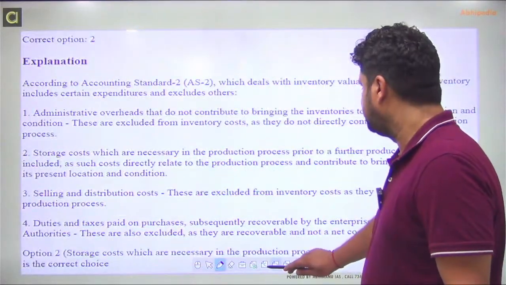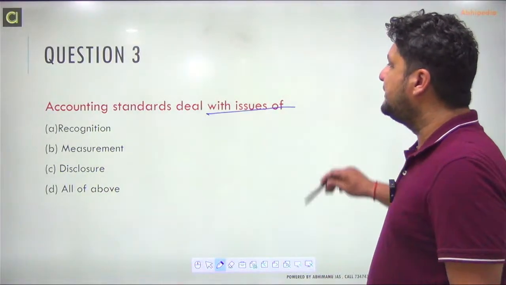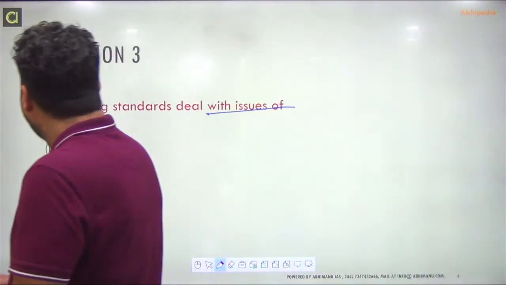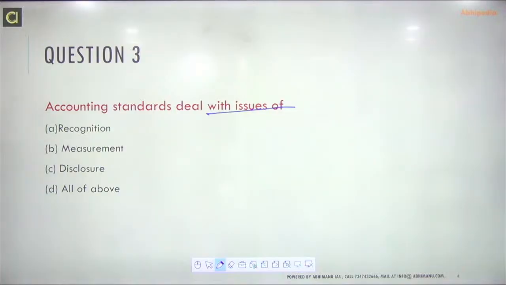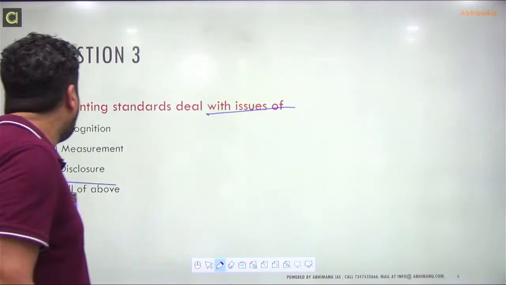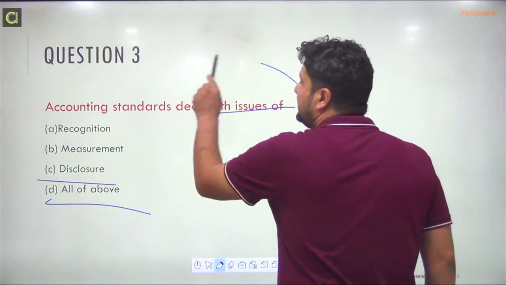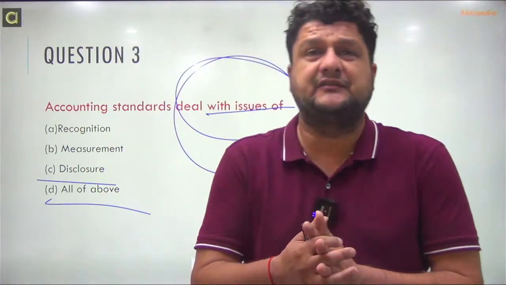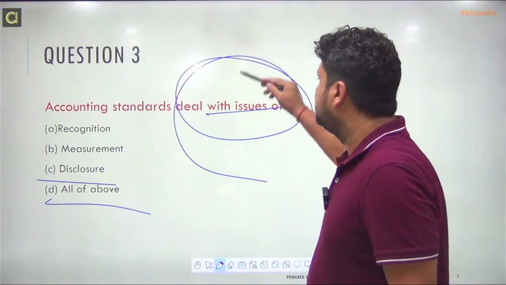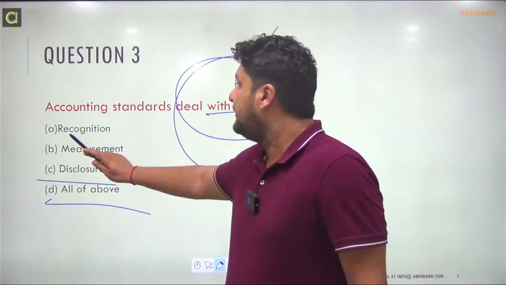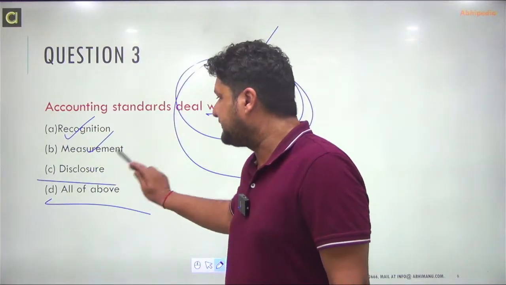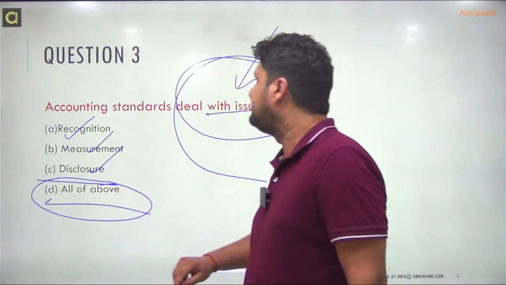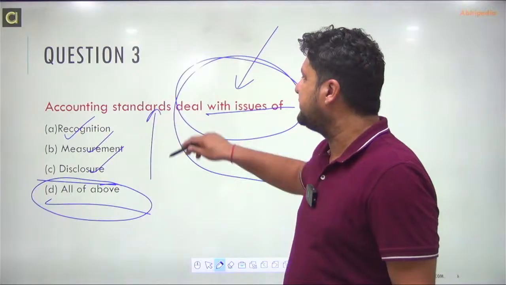Next, accounting standards deal with issues of recognition, measurement, disclosure, or all of the above. So what are the issues dealt with by the accounting standards? Accounting standards deal with which particular type of issues? Recognition, measurement, disclosure, all of these are addressed by these accounting standards.